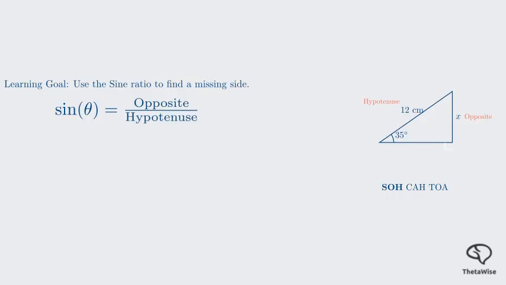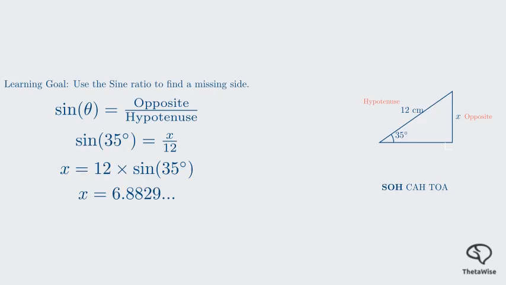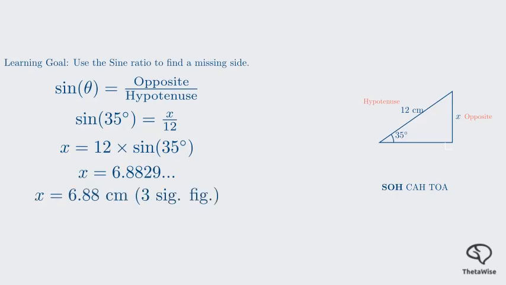We start by writing the general formula. Now, we substitute our known values. Sine of 35 degrees equals x divided by 12. To get x by itself, we multiply both sides by 12. Plugging this into the calculator gives us approximately 6.8829. We round this to three significant figures, which is 6.88, and we must remember to include the units, centimeters.